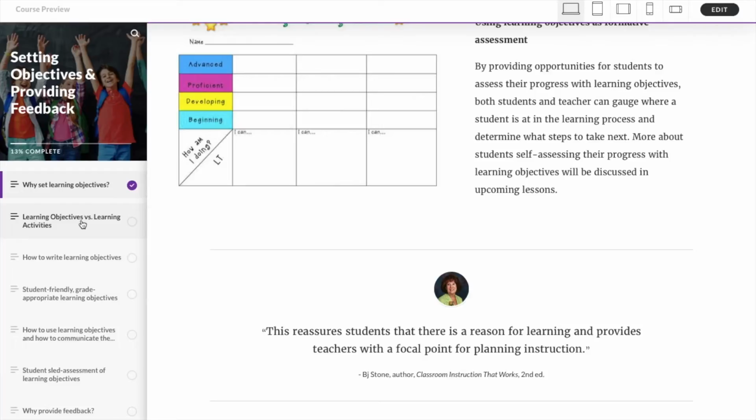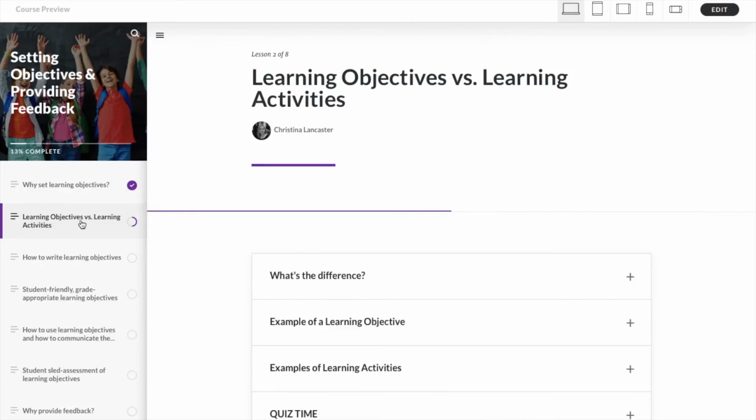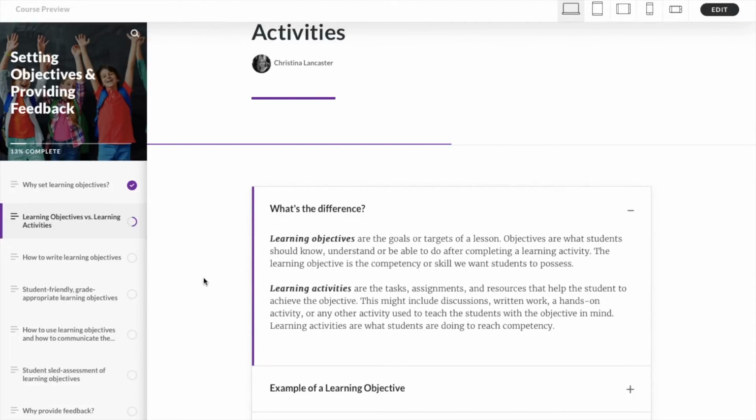For part 2 of this workshop, we will look at the difference between a learning objective and a learning activity, and then have a look at some examples. So, what is the difference between a learning objective and a learning activity?